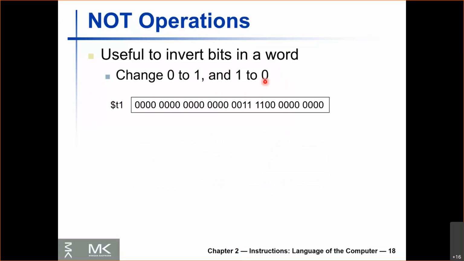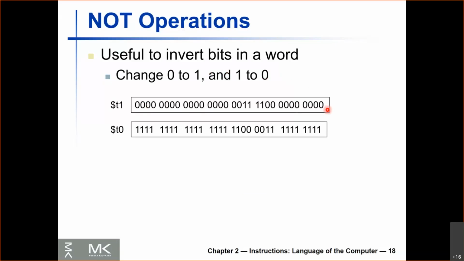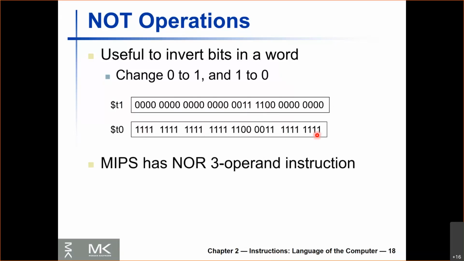Well, the way it works is if I have T1 like this, which has a bunch of zeros and a few ones, if I apply a bitwise NOT on it, I will get the value like this. So all the bits that were ones become 0, and all the bits that were 0 become 1. Okay, this is how a bitwise NOT operation works. Well, it turns out that there actually isn't an instruction in MIPS that does a NOT operation. There's actually something better. We have an instruction in MIPS that does a NOR operation, and a NOR operation has 3 operands. It has 2 inputs and 1 output.